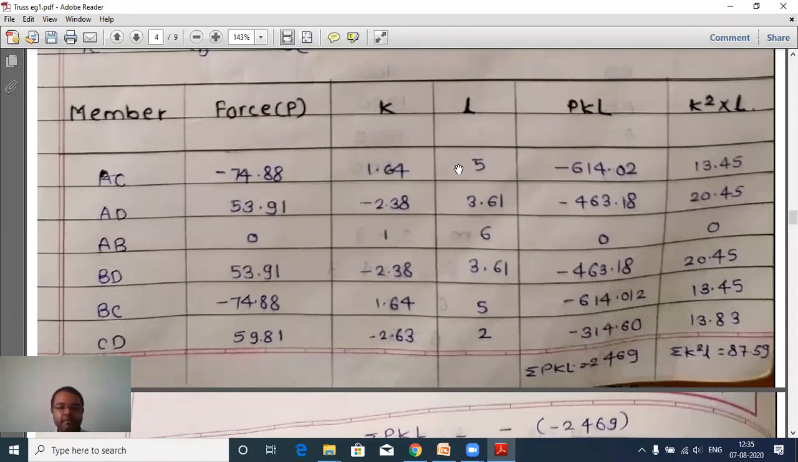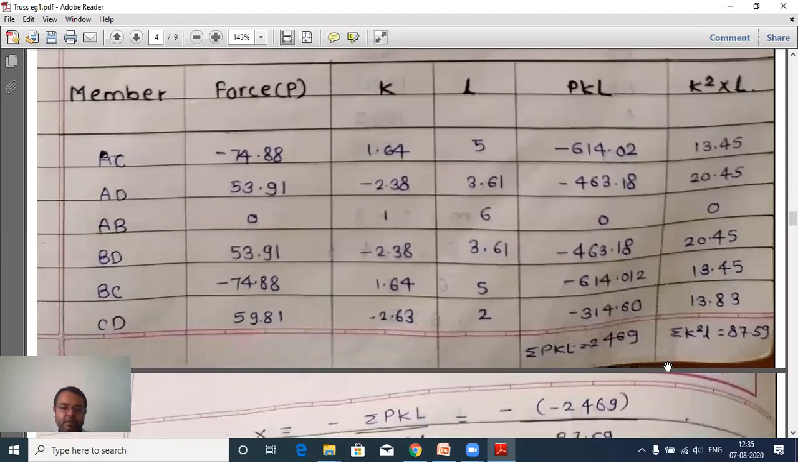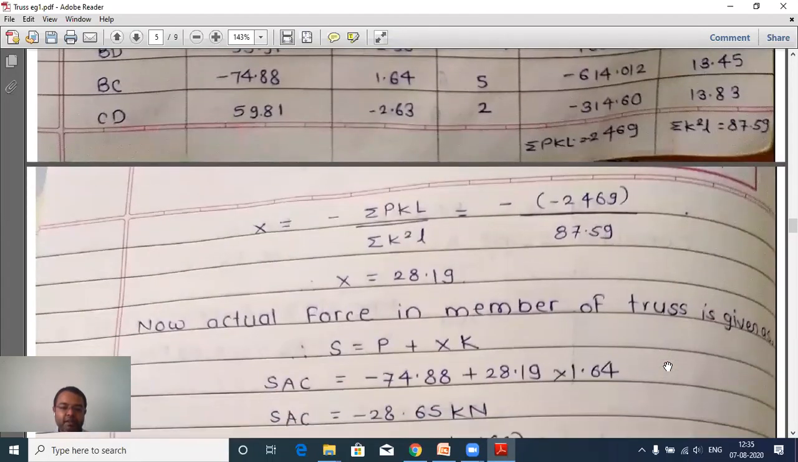Next, there is the length, the length of all the members. Now find PKL, that is the multiplication of these three columns. Next, find K square L, the square of K times L. Find out these values. Again find the summation of all these, the summation of PKL and the summation of K square L.